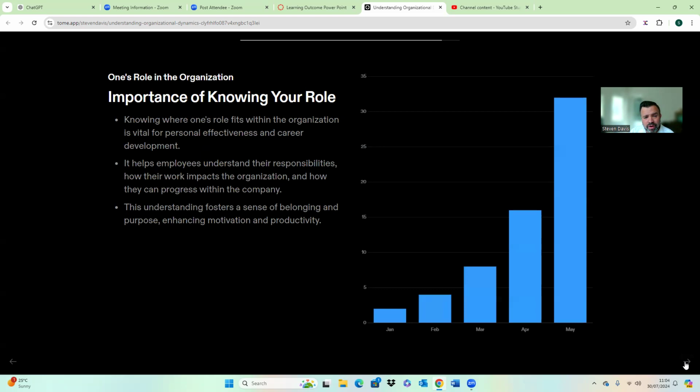So the importance of your role then, really know how you fit within the organisation, understand the departments, understand how it all comes together. It helps employees understand their responsibilities, it impacts the organisation and helps progress. The more people understand, the more people are working towards those common goals, the better it is. And it has a fostering of a sense of belonging and purpose and enrichment.